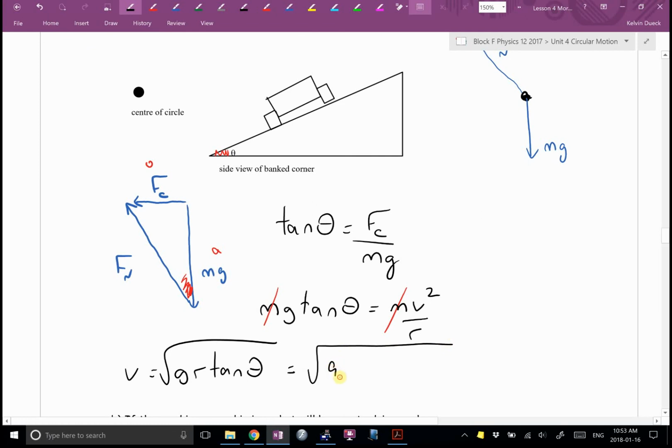It's going to be 9.8. I've scrolled down. Sarah, what was the radius? 55? What was theta? 23. How fast can we take this corner?